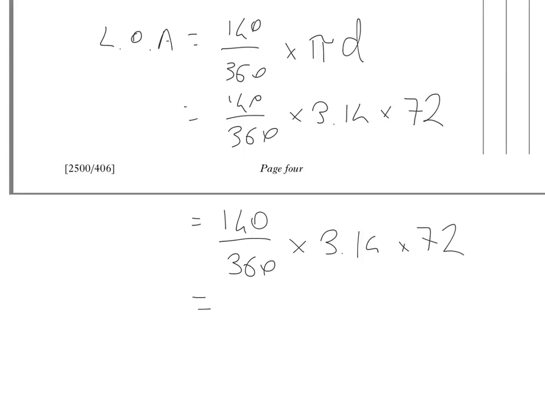So 140 divided by 360 multiplied by 3.14 multiplied by the diameter, which is 72, and to one decimal place, that's 87.9 centimetres. That's the end of the question.